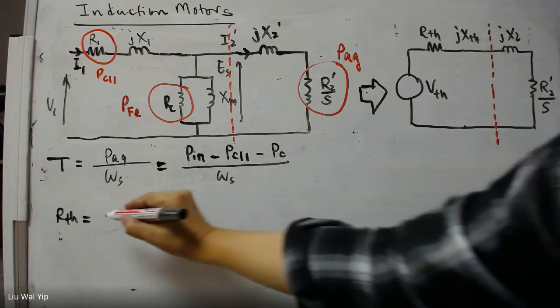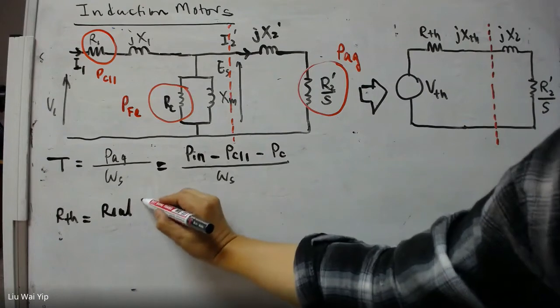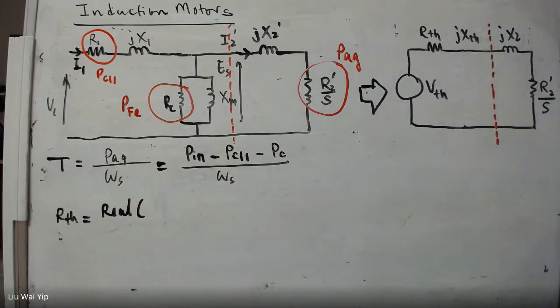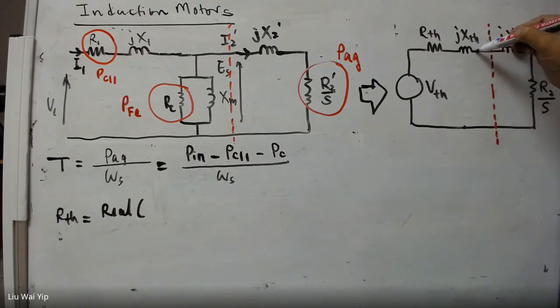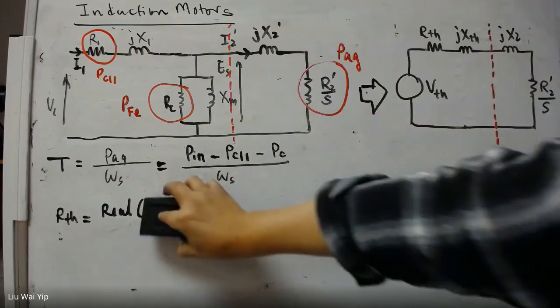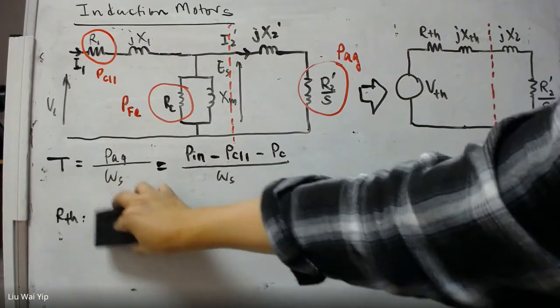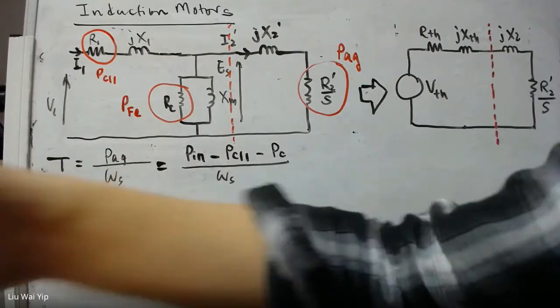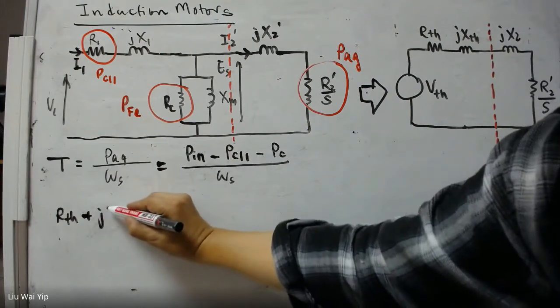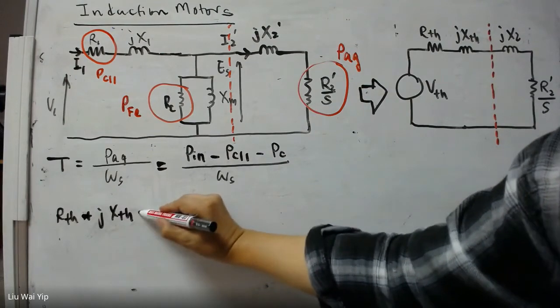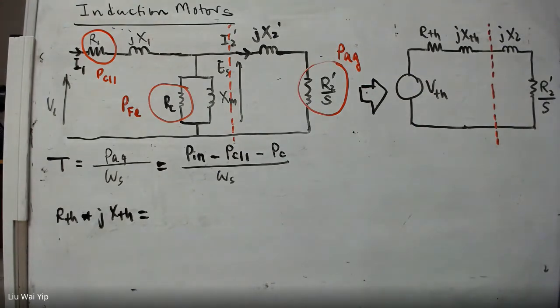the real part. We don't need that, right? We just write down the whole thing. The Thevenin resistance plus the Thevenin impedance.